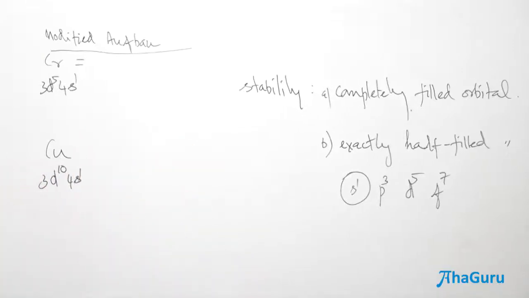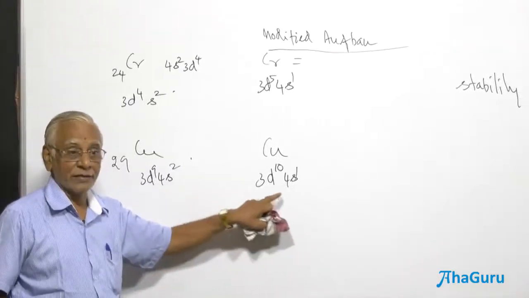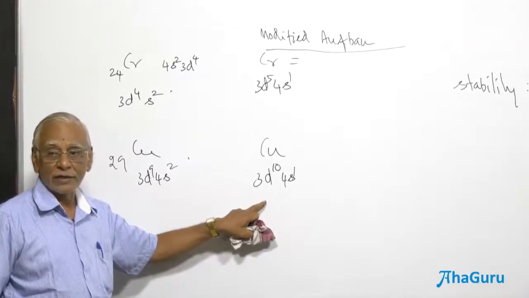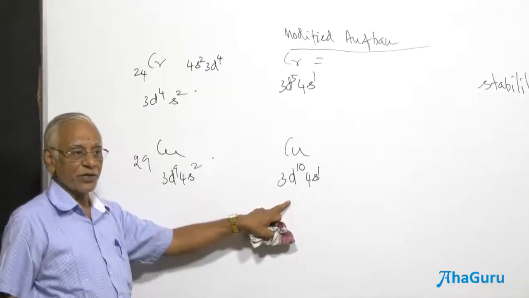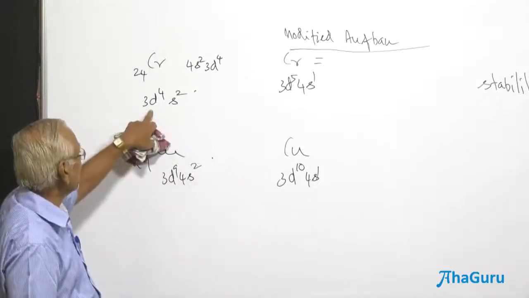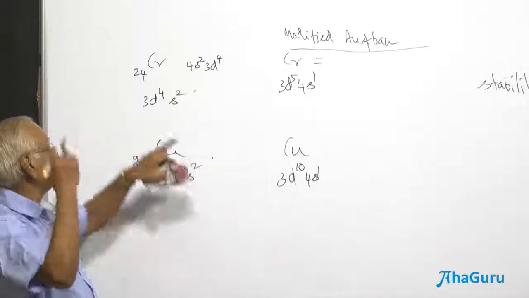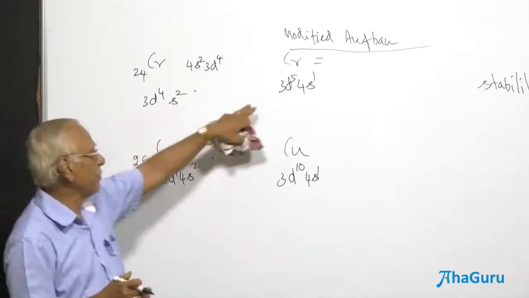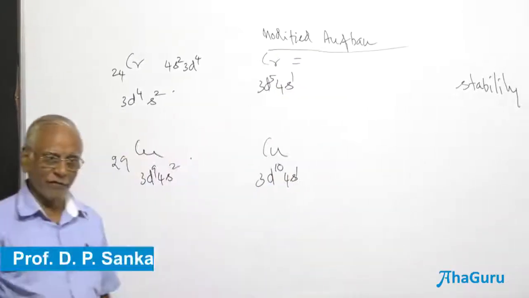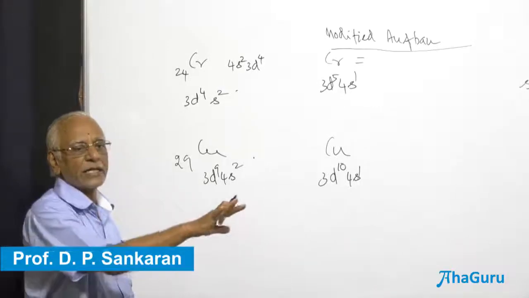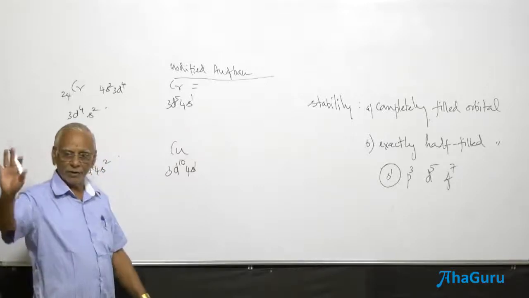Therefore, copper changes the configuration. Instead of 3d9 4s2, it is 3d10 4s1, and 3d10 is completely filled. Therefore, it prefers to occupy this orbital structure. And take chromium here, 3d4 4s2: by taking one of the electrons, unpairing that electron and moving it to the d orbital, it becomes 3d5, which is half-filled, therefore the electronic configuration is more stable. And all the other properties have to be explained based on the modified Aufbau principle.